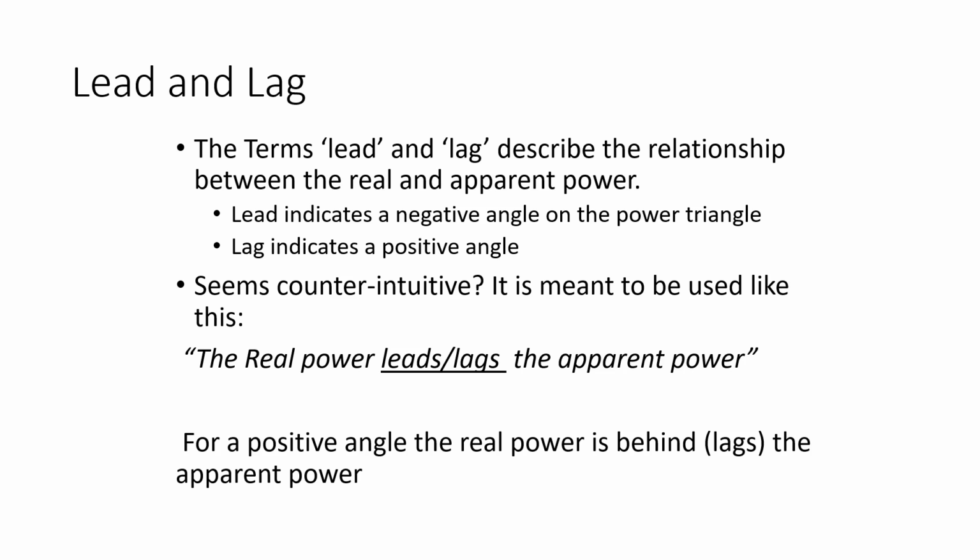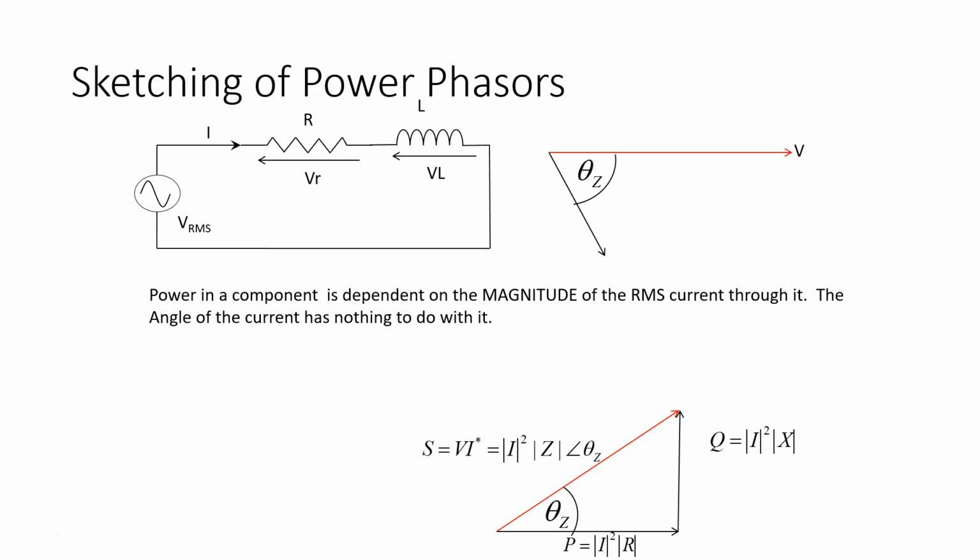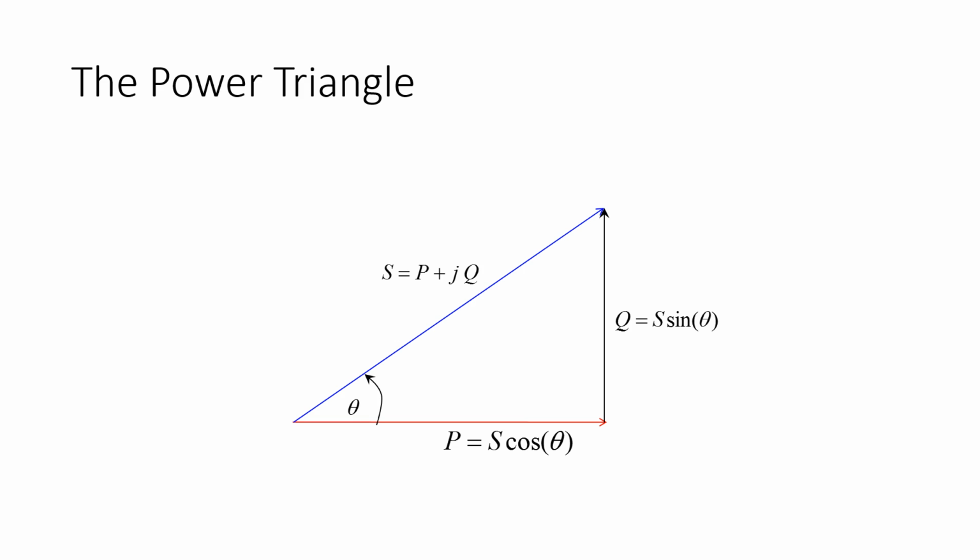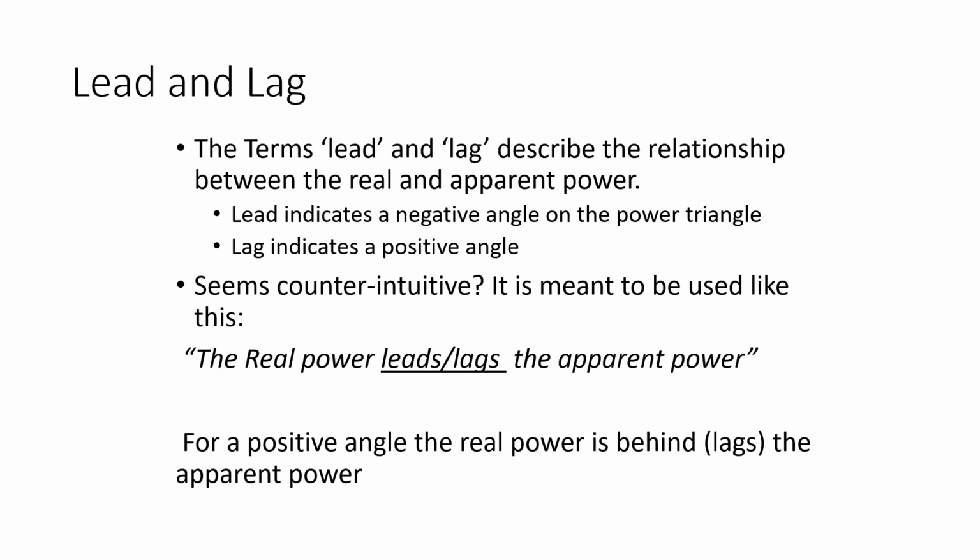One or a couple of terms that we will typically hear when discussing the power triangle are the terms lead and lag, and these describe the relationship between the real and apparent power. When we talk about lead, we are talking about a negative angle, and lag, we are talking about a positive angle, and that might seem counterintuitive, but really what we're talking about here is the relationship of the real power to the apparent power. So you'll say the real power lags the apparent power by theta degrees.